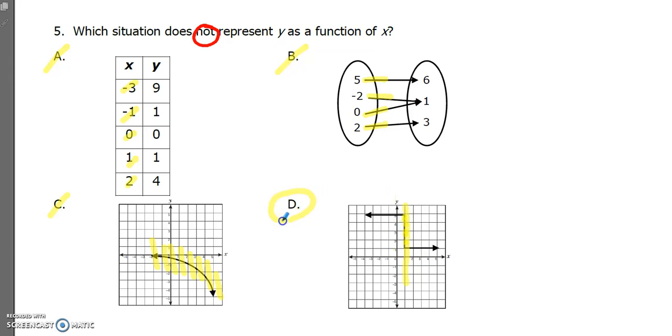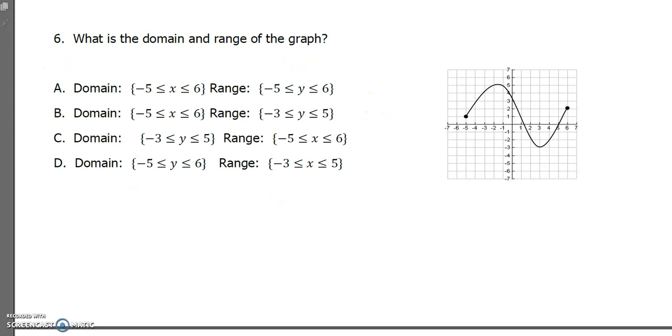So D would be the correct answer for number 5. Number 6 is asking for the domain and the range of the graph. So again, let's remind ourselves, domain would be the x values and range will be the y values.